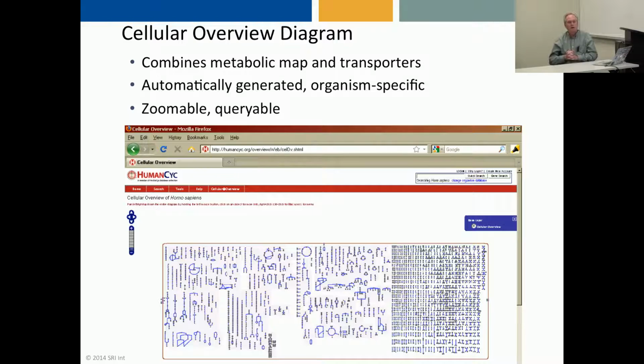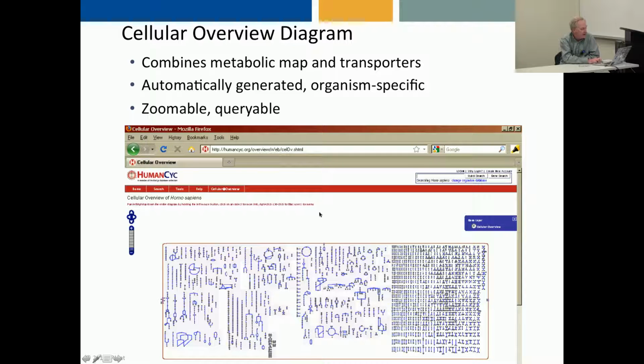So here's another one of our diagrams. I mentioned this before. This is called the Cellular Overview diagram. This is a diagram that shows us the full metabolic machinery for an entire organism, as well as the transporters of the organism. These diagrams are automatically generated on an organism-specific basis, so we generate a different one of these diagrams for each of the 11,000 organisms in BioCyc.